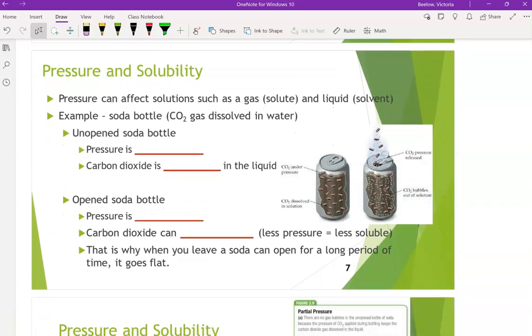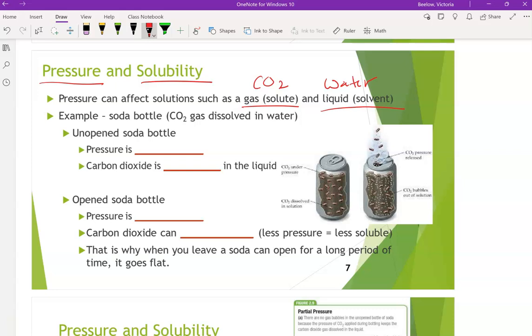So now let's talk about the relationship between solubility, something dissolved in something else, and pressure. Pressure can affect solutions such as a gas solute and liquid solvent. Again, like CO2 dissolved in water, and then with soda, there's just additional syrups and flavoring to make it soda. Otherwise, it's just sparkling water.